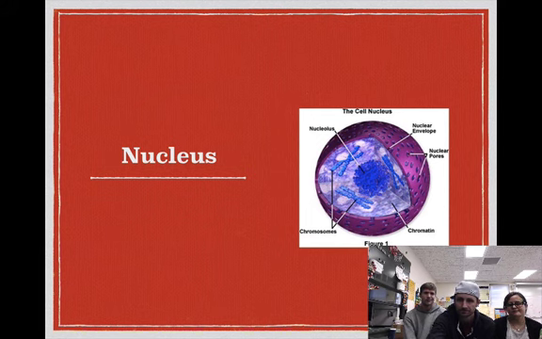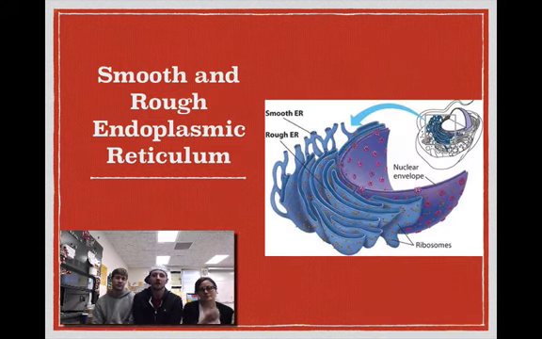So the smooth ER, it's smooth because it does not contain any ribosomes like the rough ER does. And the smooth ER also helps produce lipids.